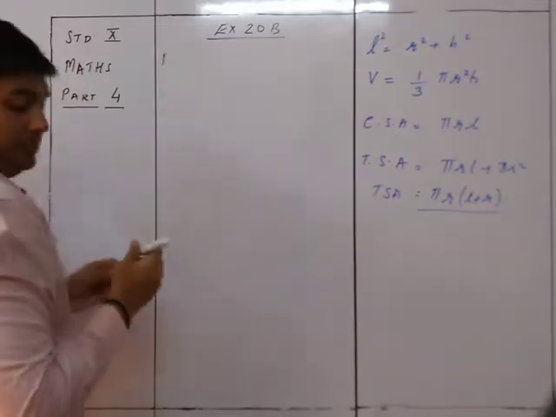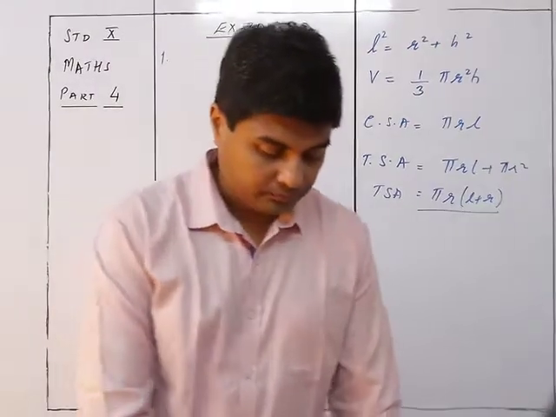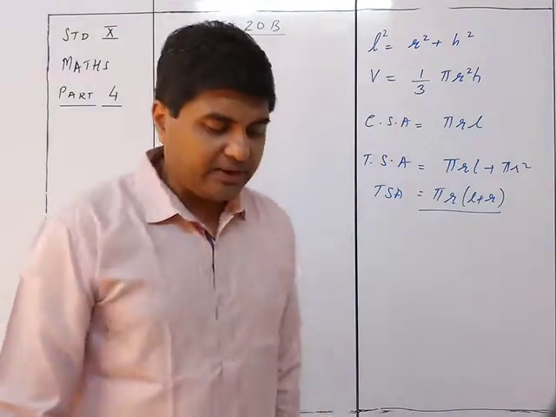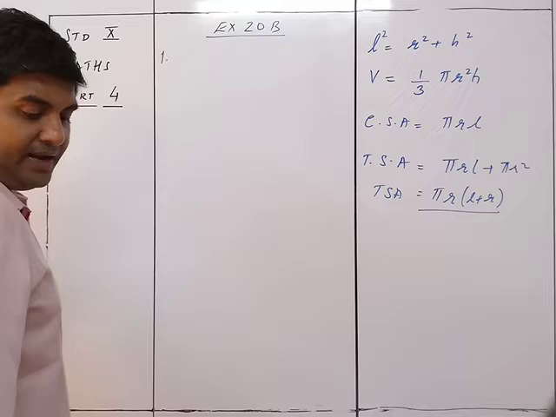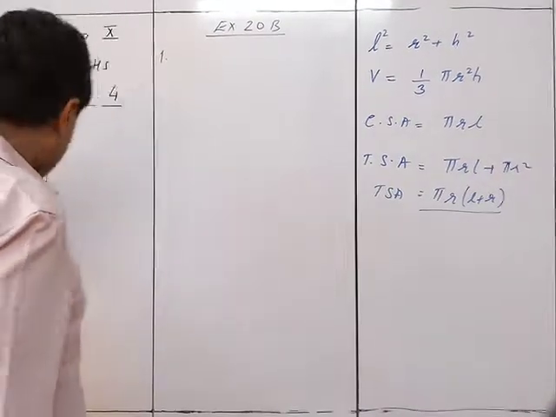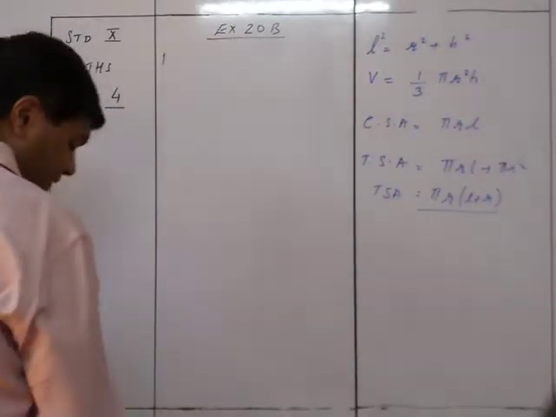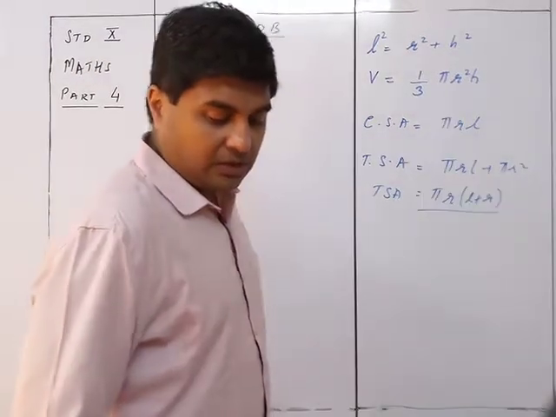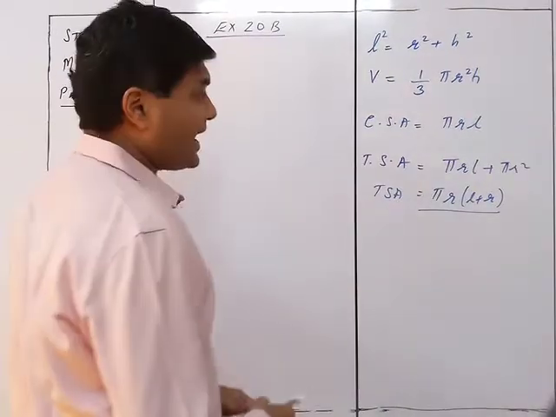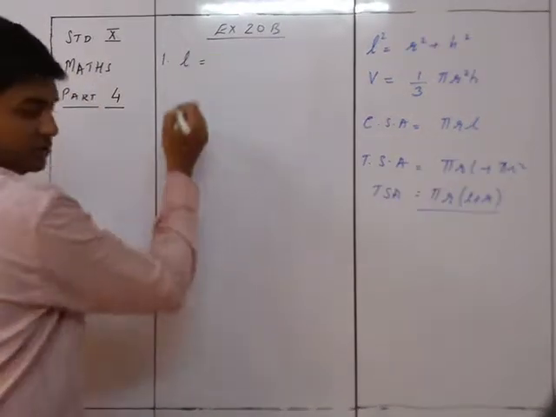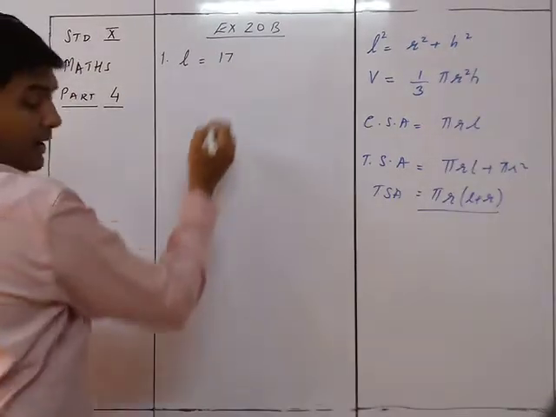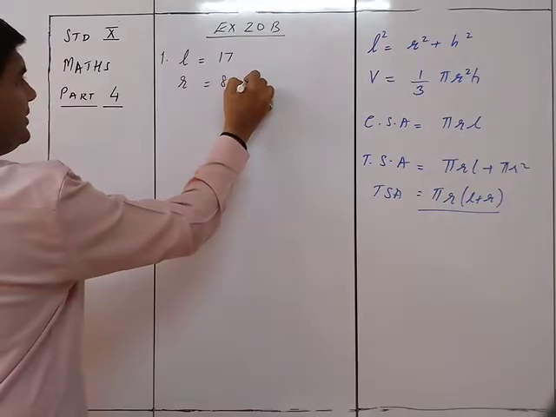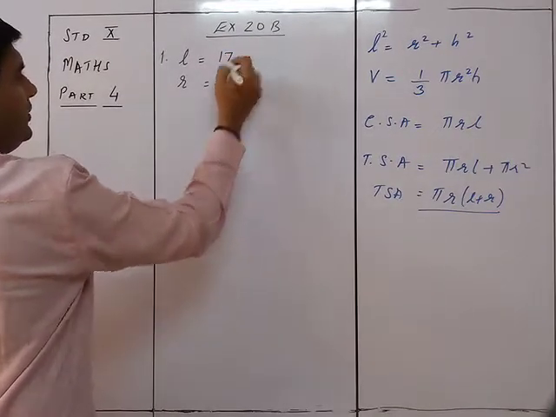You see the first sum now. The first sum over here is: find the volume of a cone whose slant height is 17 and the radius of the base is 8. So the slant height is equal to 17 and the radius of the base is 8 centimeters. You need to find out the volume.